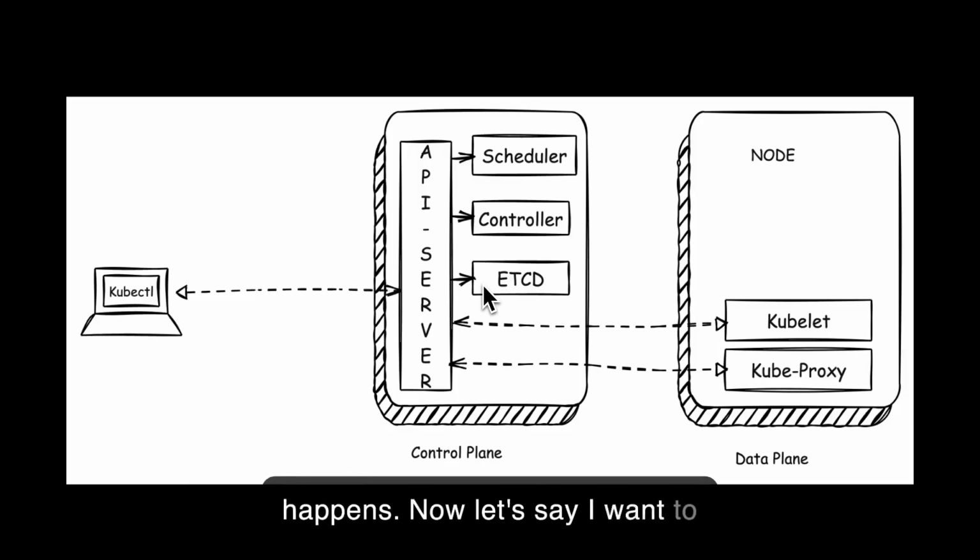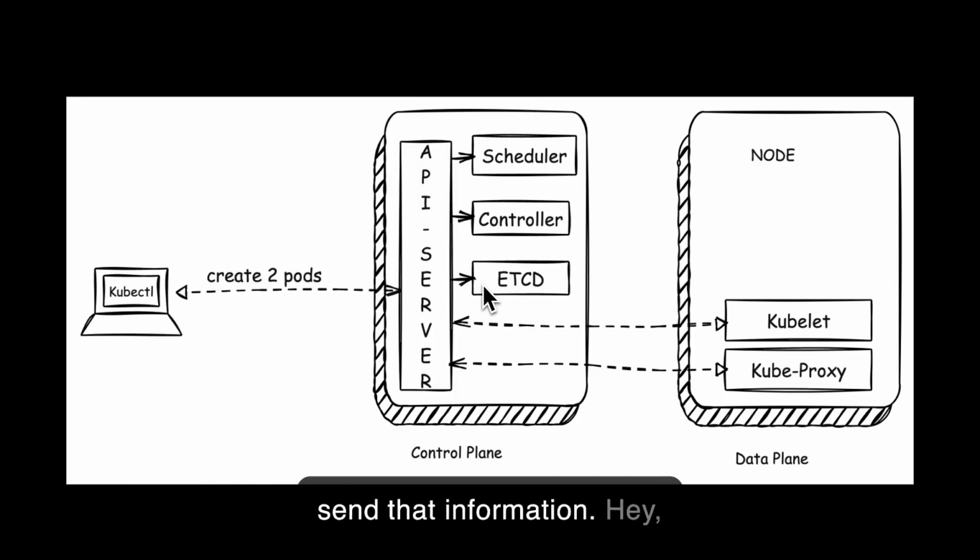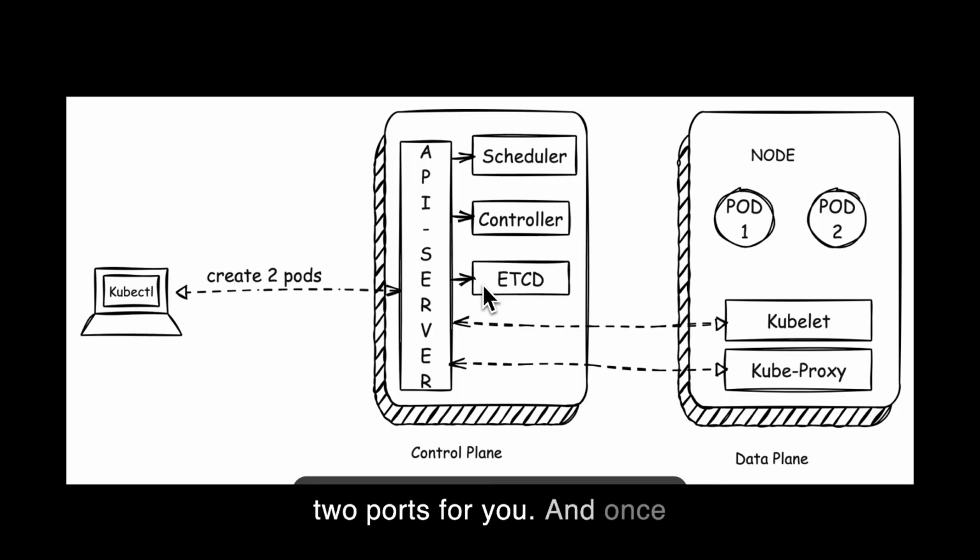Now let's say I want to provision 2 pods. From kubectl, I can create an imperative command, or I can create a simple YAML file for provisioning 2 pods, and I'll send that information: hey, Kubernetes, please go ahead and create 2 pods for me. These instructions are sent to the API server. The API server will pass the information to the scheduler. The scheduler will communicate to the node via kubelet, and it will provision the 2 pods for you. Once these pods are provisioned, the pod information is sent to the API server, and that information is stored in etcd. So this is how the whole cluster communication happens, guys.